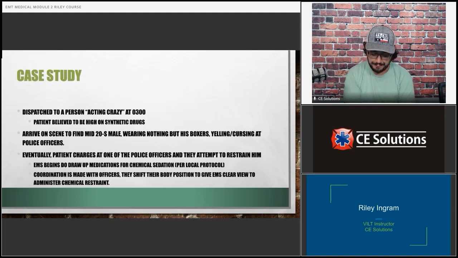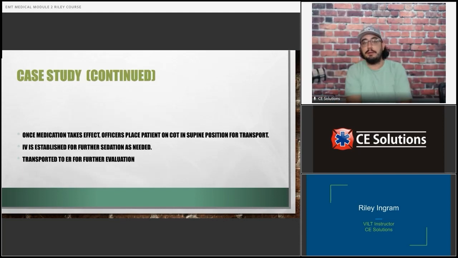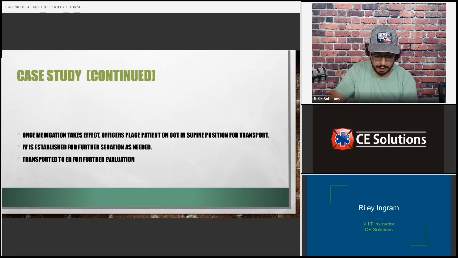IM ketamine takes 2 to 5 minutes to take effect, so they end up just having to wrestle him until he actually gets sedated. Once the medication takes effect, they place the patient on a cot in the supine position, right? Because in option 1 of the last case study, they put him face down and he died. So we don't want to do that. We want to restrain them face up so you can always assess an airway. IV is established for further sedation as needed, and he's transported to the ER for further evaluation. And no telling what kind of drugs he was on, right?